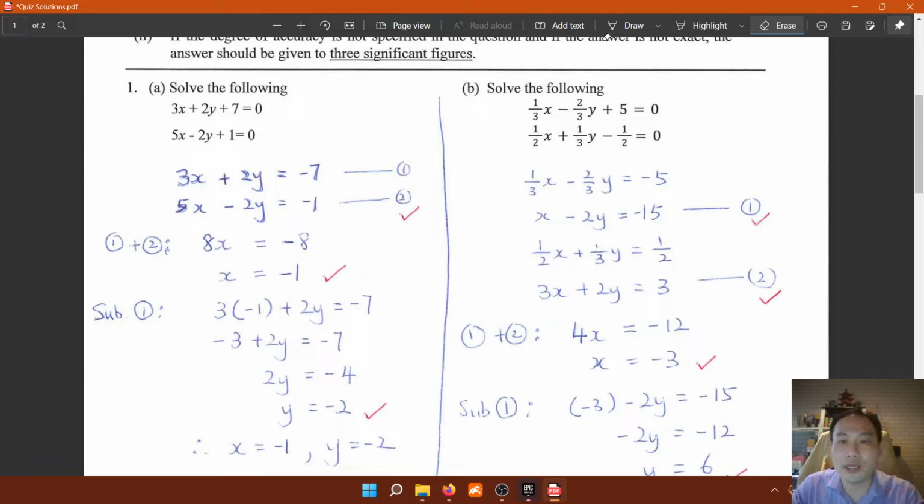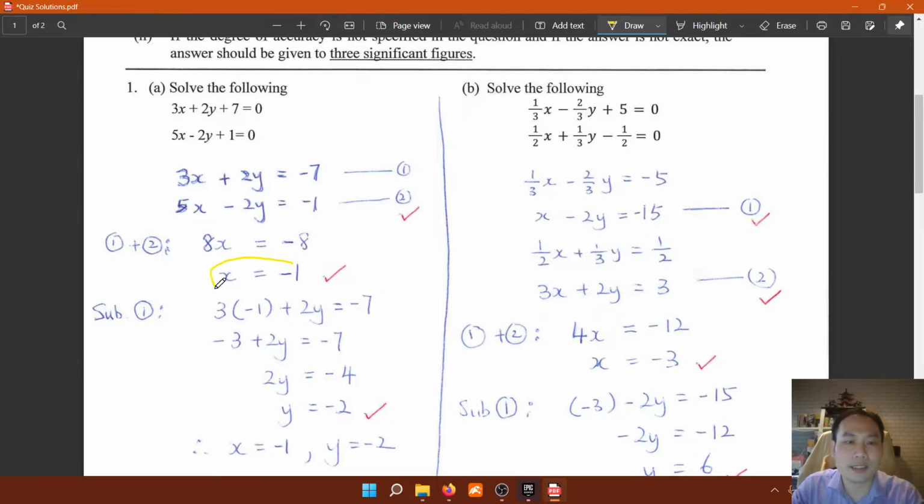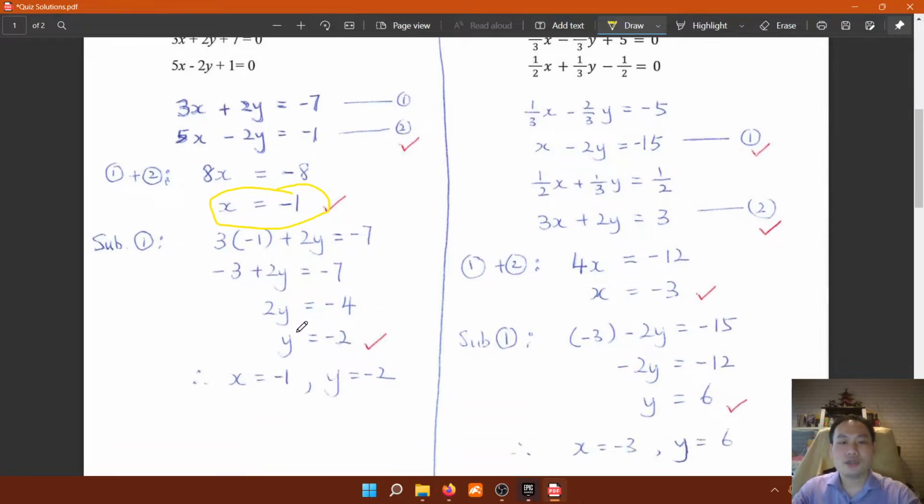So from there, we have x is equal to negative 1. Perfect, right? But we are not quite done. Remember that you are supposed to also find the value of y. So substitute back into either one, in this case, equation 1. Why not, right? So 3 times x, which is negative 1 in this case, plus 2y equals negative 7. You work this one out. We get negative 3 plus 2y equals negative 7. 2y is negative 4, y is negative 2, right?